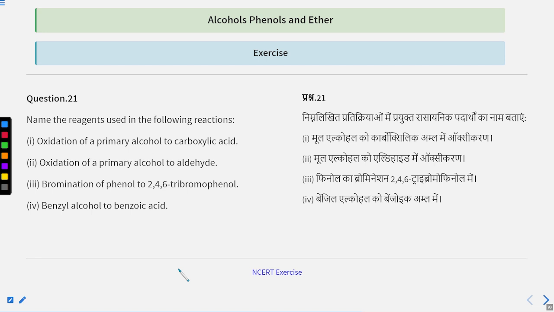Next question. Name the reagent used in the following reaction. First is oxidation of primary alcohol to carboxylic acid. So we have seen this. Okay, we can use KMnO4 directly. Okay, we can use alkaline KMnO4. What else can we use? We can use H2Cr2O7. That is our Jones reagent. Okay, so these two we can use.